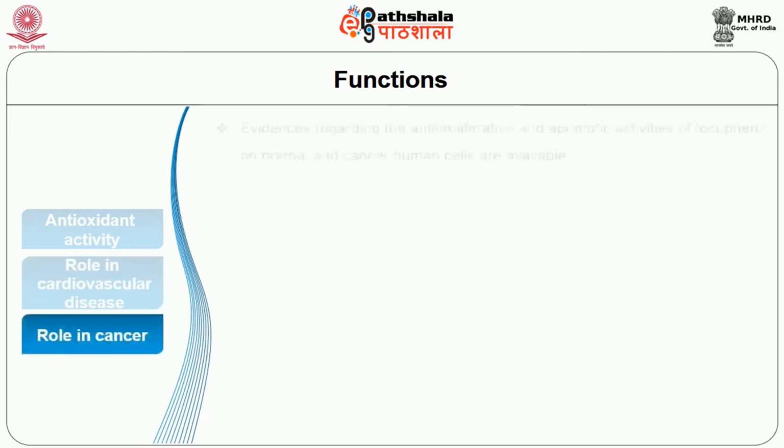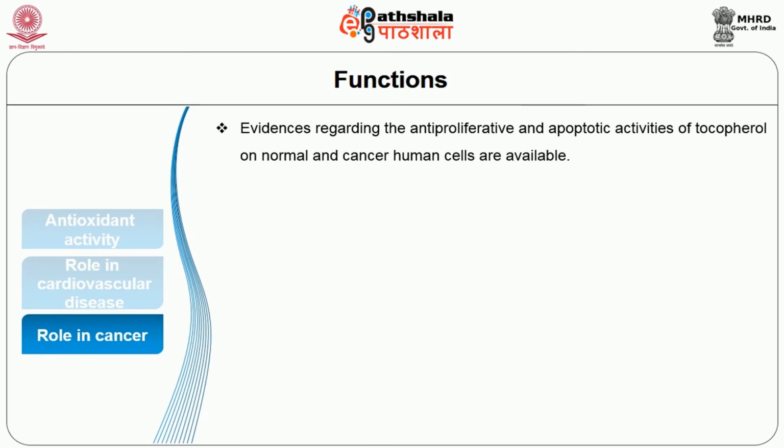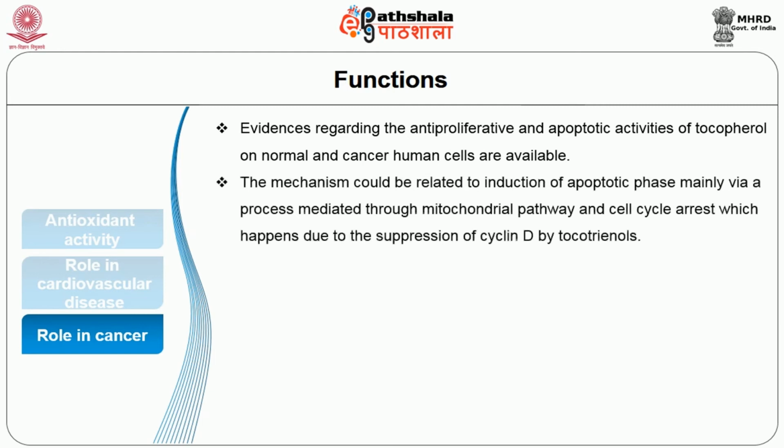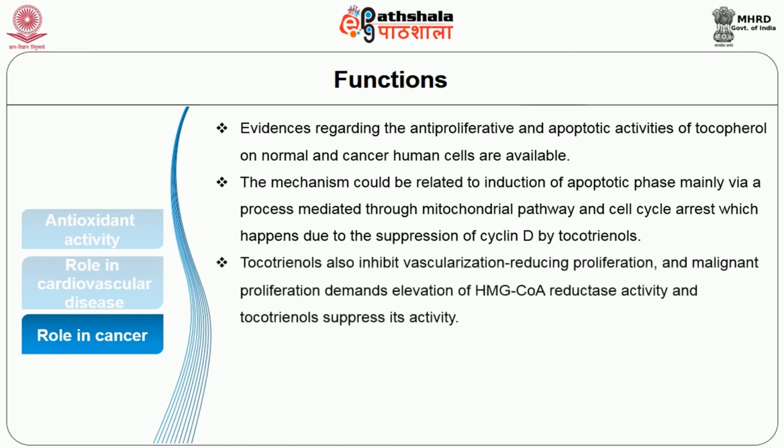Role in cancer. Evidence regarding the anti-proliferative and apoptotic activities of tocopherol on normal and cancer human cells is available. The mechanism could be related to induction of the apoptotic phase, mainly via a process mediated through the mitochondrial pathway, and cell cycle arrest, which happens due to the suppression of cyclin D by tocotrienols. Tocotrienols also inhibit vascularization, reducing proliferation, and malignant proliferation demands elevation of HMG-CoA reductase activity, and tocotrienols suppress its activity.